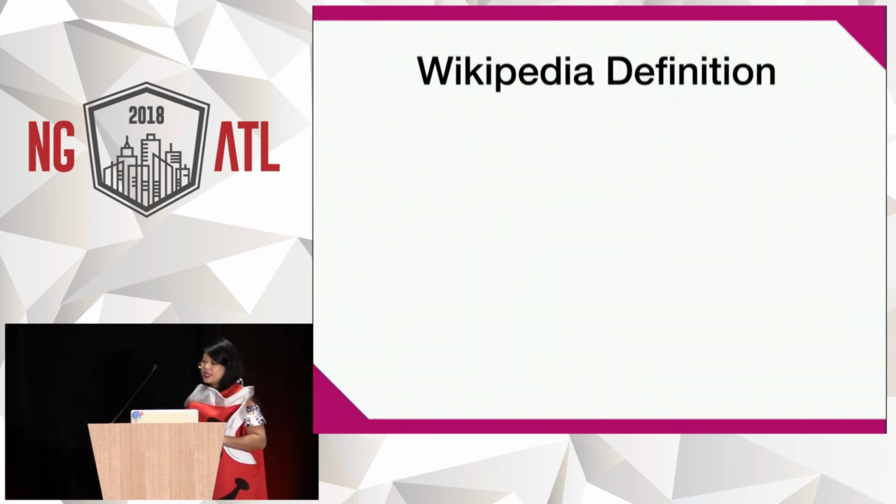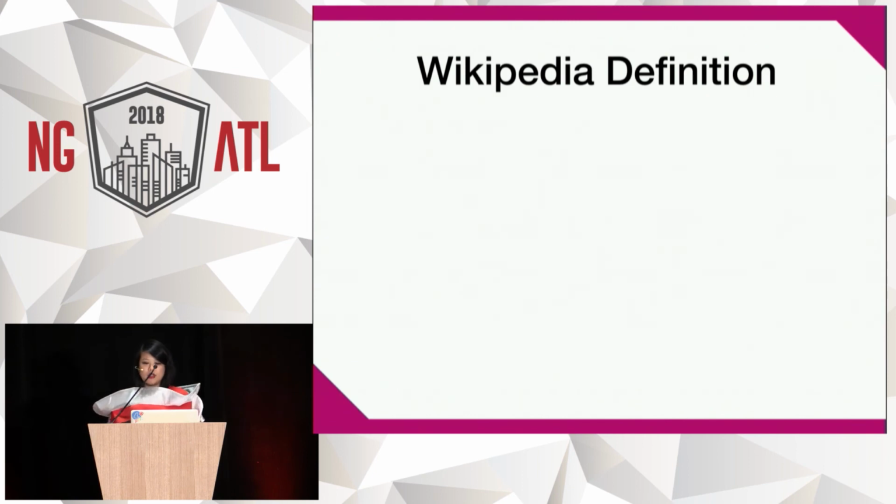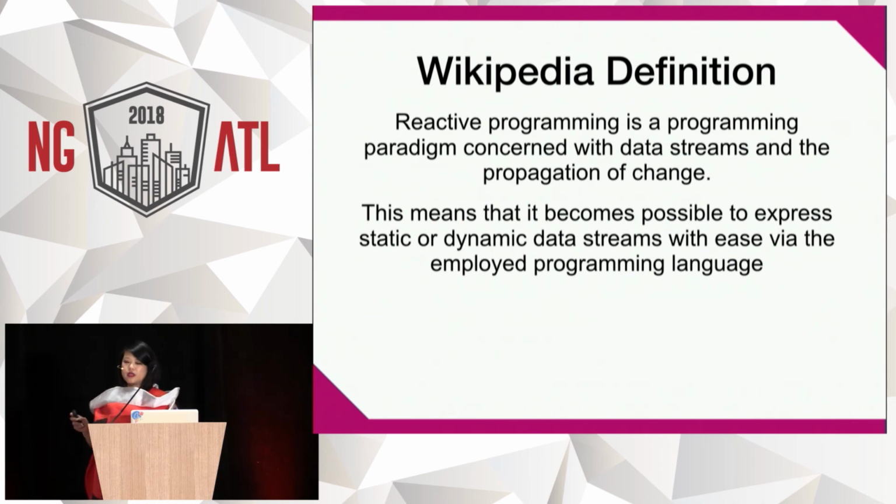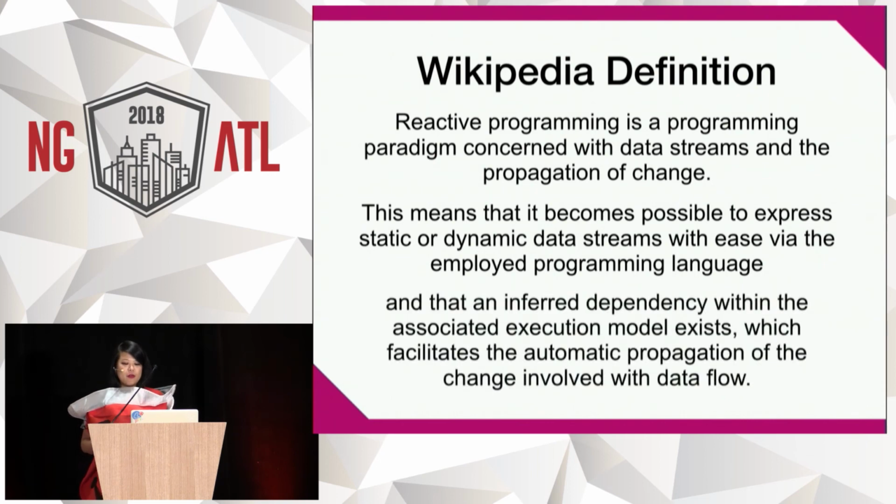So here's the Wikipedia definition. It's a little bit long, but I'm going to go through it with y'all. It says that reactive programming is a programming paradigm concerned with data streams and the propagation of change. What this means is that it becomes possible to express static or dynamic data streams with ease via the employed programming language, and that an inferred dependency with the associated execution model exists, which facilitates the automatic propagation of the change involved with data flow.